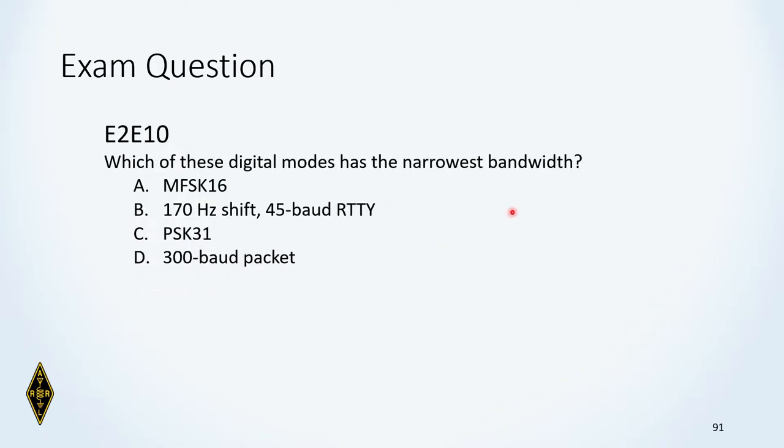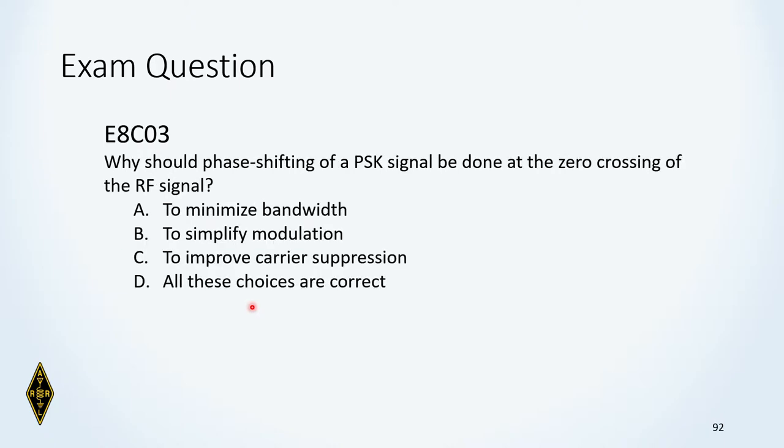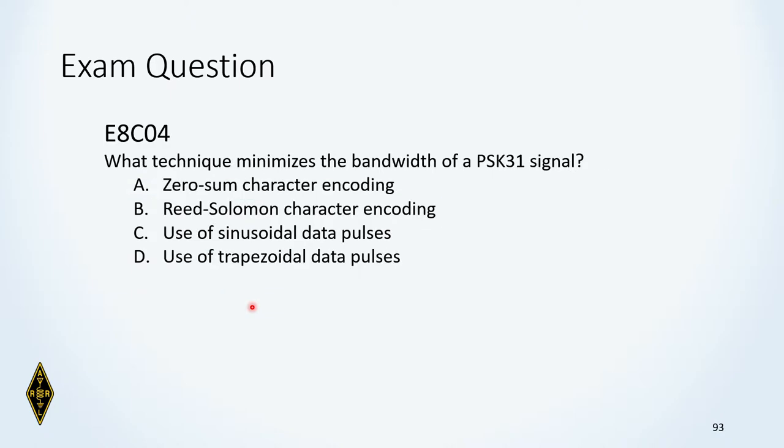Which of these digital modes has the narrowest bandwidth? So of the ones that are listed, it's PSK31, correct? Why should phase shift keying be done at the zero crossing point? Alpha. Minimize bandwidth, correct? What technique minimizes the bandwidth? Charlie. Yep, those were our nice rounded pulses.